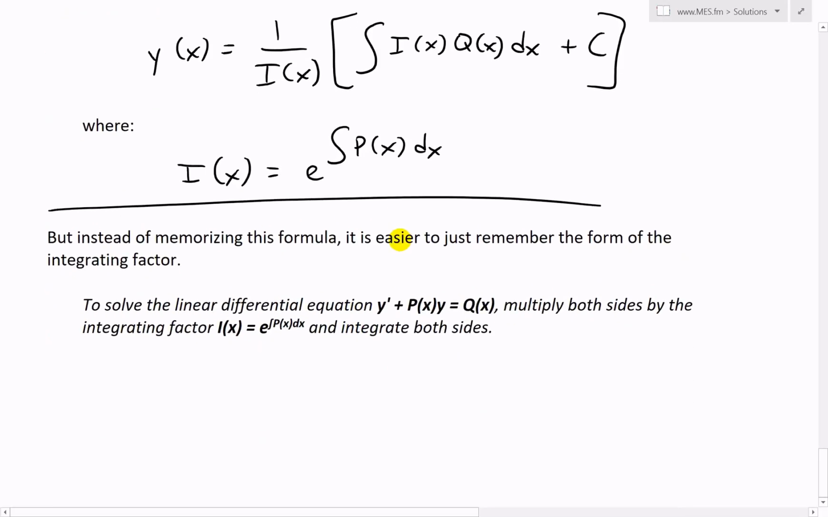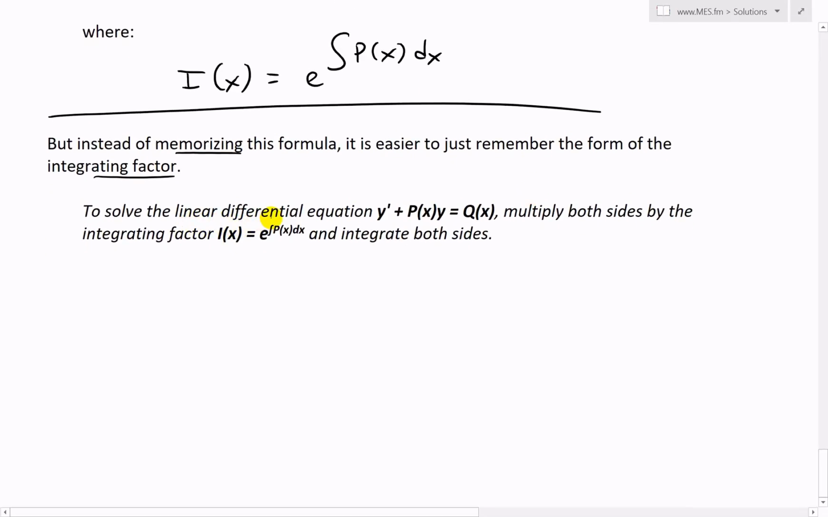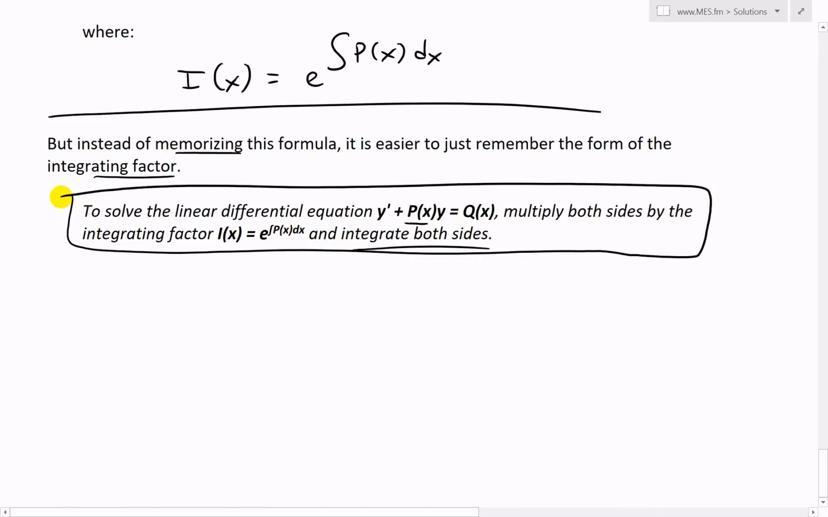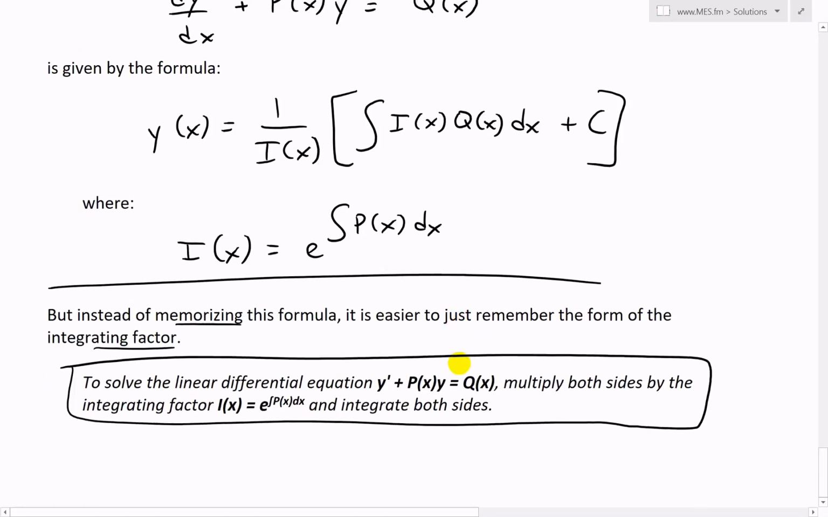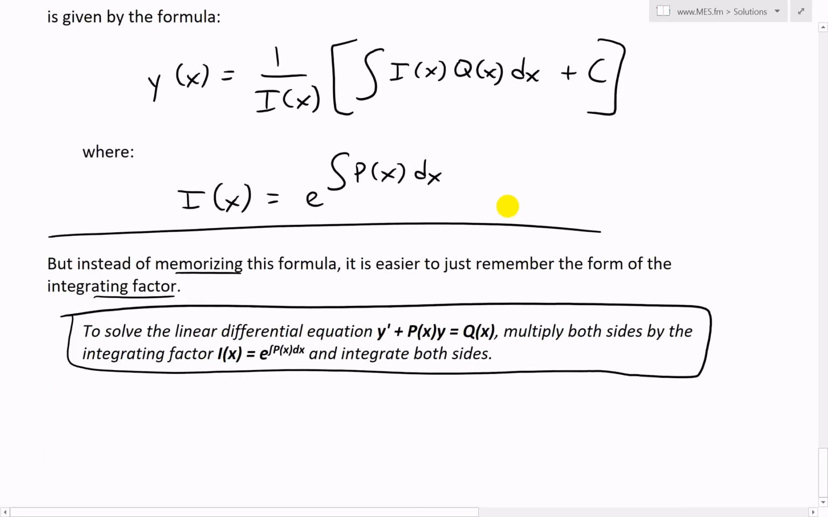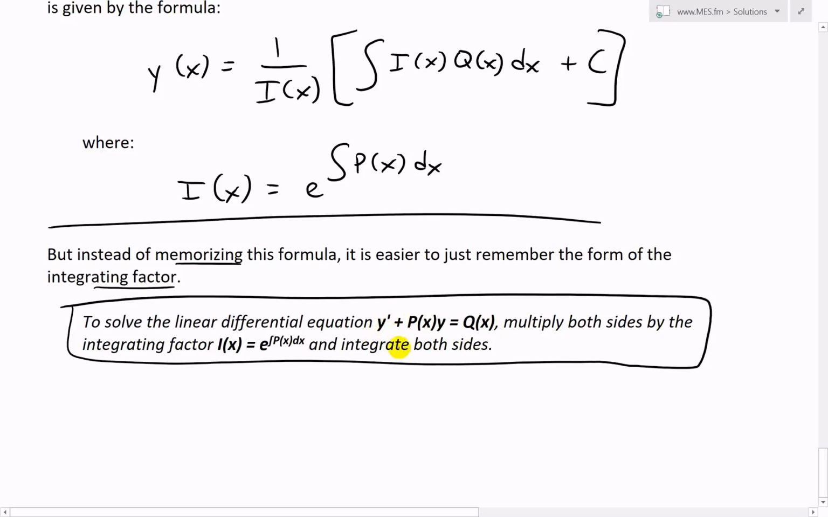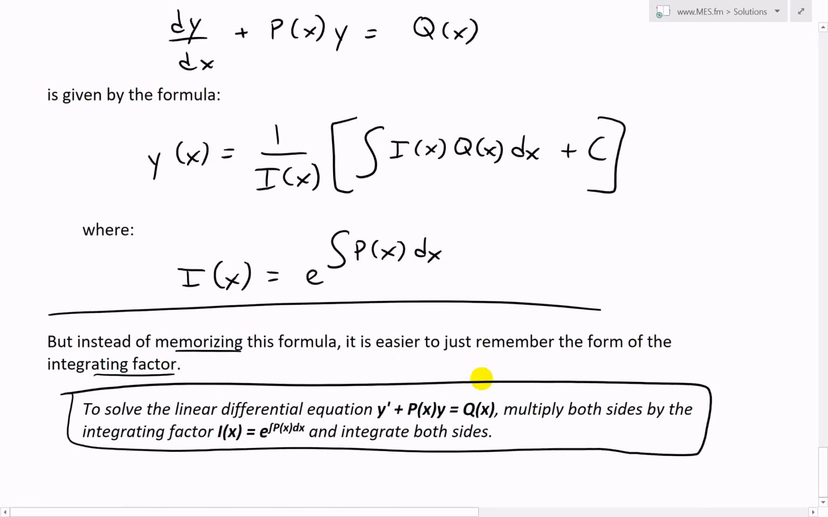But instead of memorizing all this formula, it's actually easier to just remember the form of the integrating factor, e to the integral of p of x dx. In other words, to solve the linear differential equation y prime plus p of x y equals q of x, we just multiply both sides by an integrating factor I of x equals e to the integral of p of x dx, and integrate both sides. So it's better to memorize this than the entire formula above. I'll do this in later videos and it will look clearer once I go over some more examples. So instead of memorizing all this, all you have to do is first get the differential equation into this form, then you know your p of x, multiply both sides by the integrating factor I, and integrate both sides like you would any separable equation.